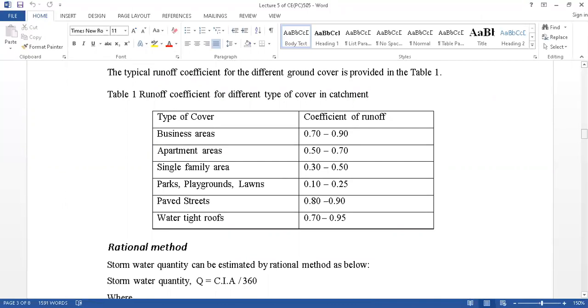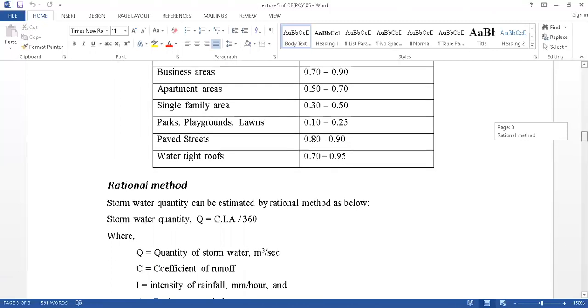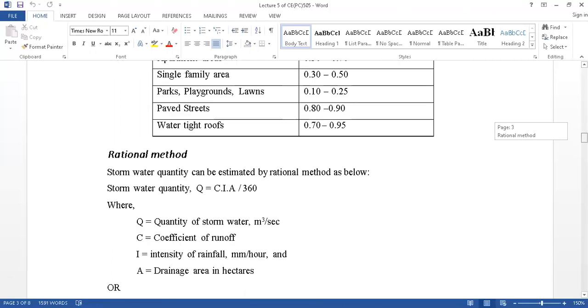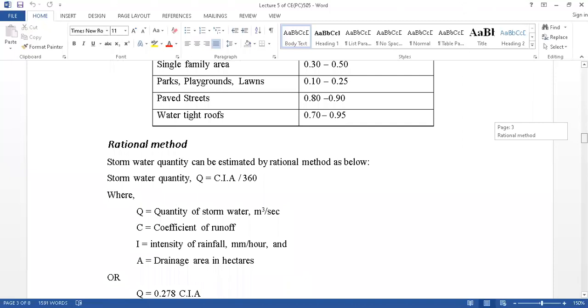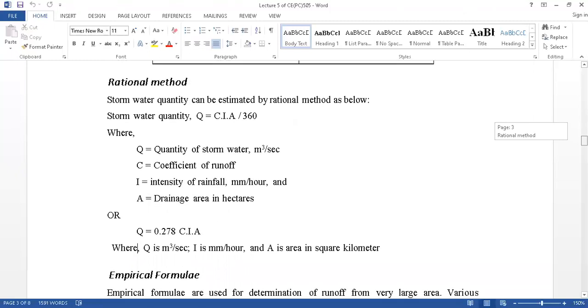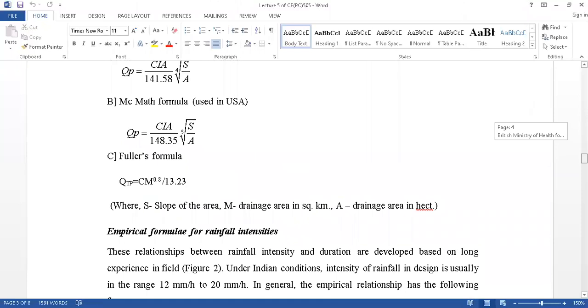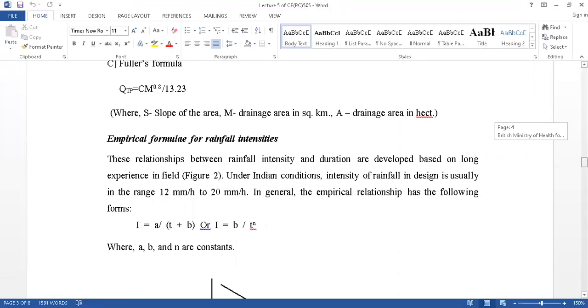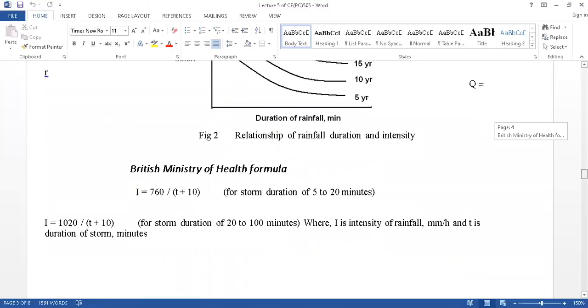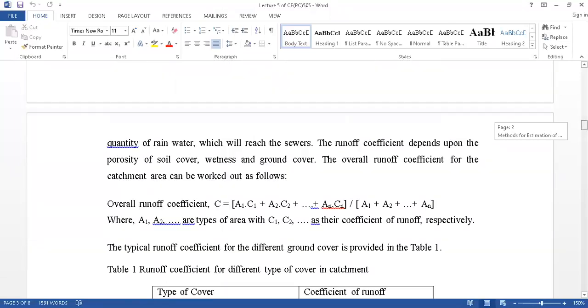Now, in the rational method we have seen how to calculate the quantity of flow when C is given, I is given, and the area where you are going to make the estimate is known. I described two forms of the same formula with different units, then discussed three empirical formulas, and finally concluded the empirical formulas for rainfall intensities. So this is the content of today's lecture.